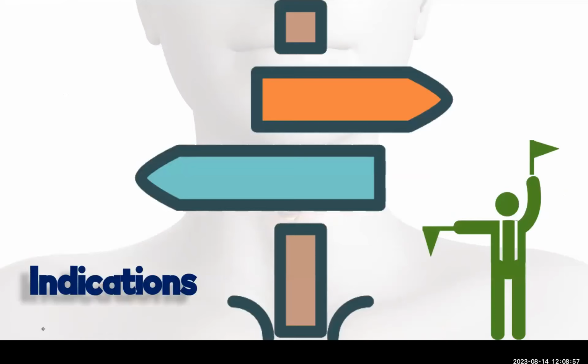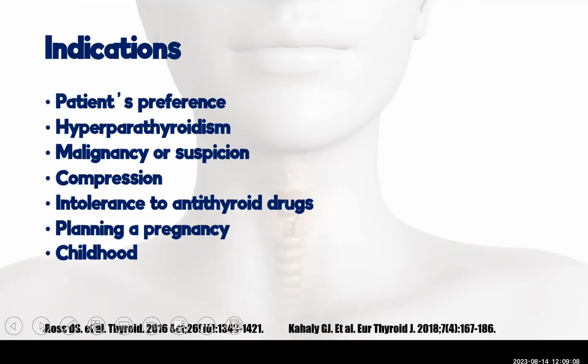And so what would be the indications to consider surgical treatment for patients with hyperthyroidism, specifically for Graves' disease? The indications would be the patient's preference, as we have mentioned in the first recommendation. So some patients would prefer going to surgery. If the patient has concomitant hyperparathyroidism, then surgery would be the choice for both the hyperthyroidism and the hyperparathyroidism.